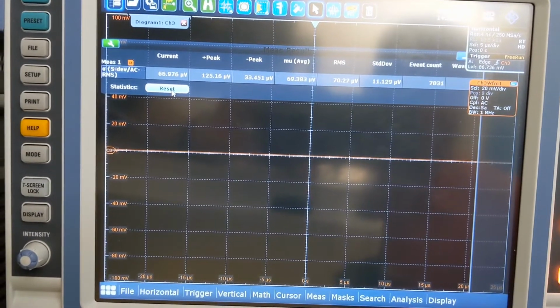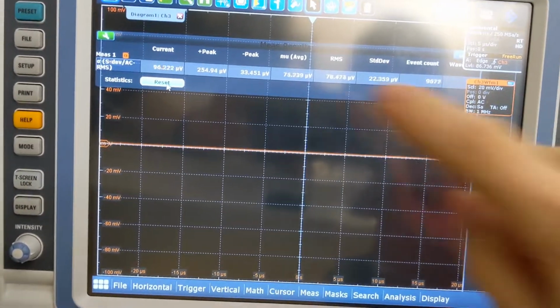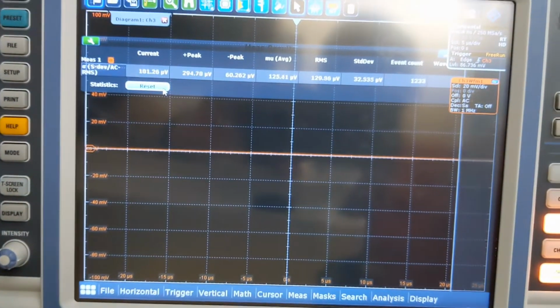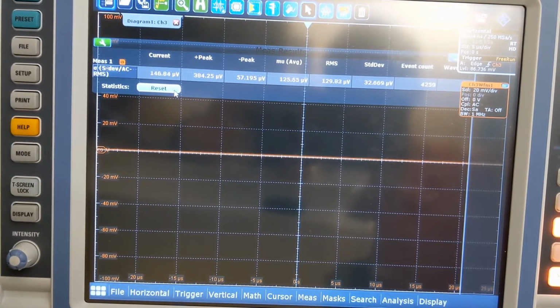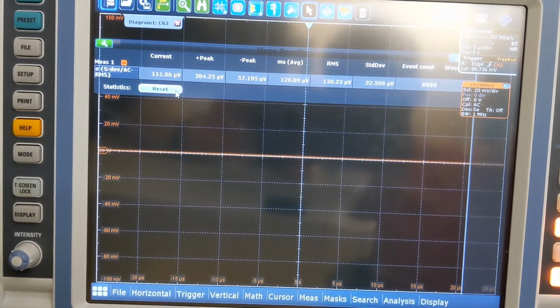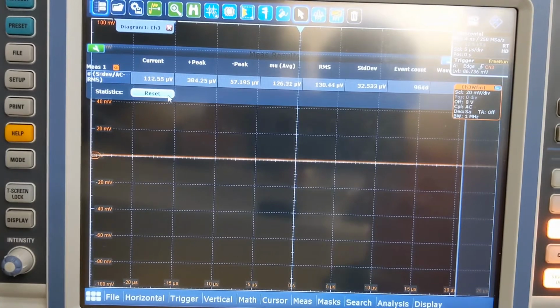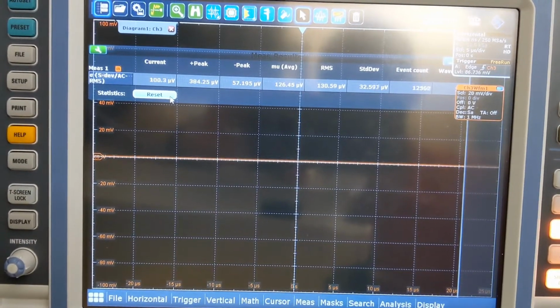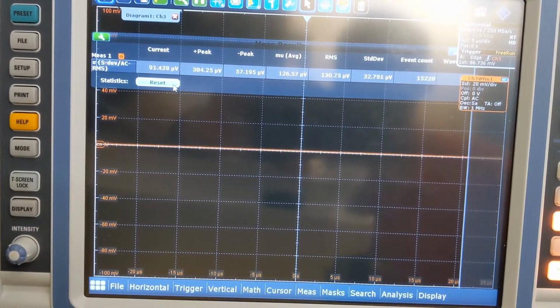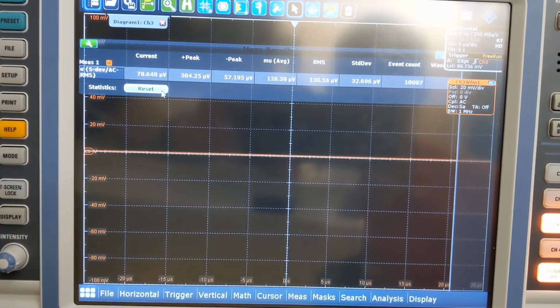Cool. Now let's turn on the load and see if that increases the noise. Turn on the load, and now we're getting 126 microvolts of noise. Yeah, that's great by my standards. I wouldn't really expect more.